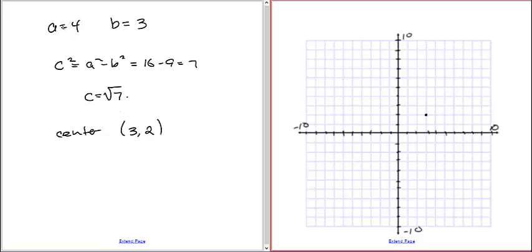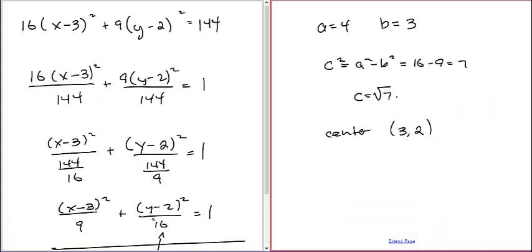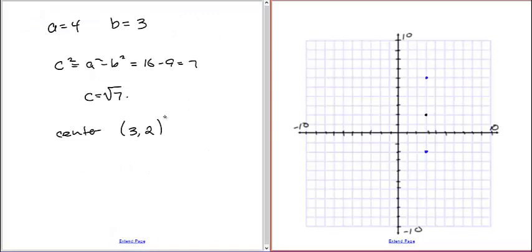The A goes with the y direction. So we go 1, 2, 3, 4 up here. 1, 2, 3, 4 down. So the major axis is in the y direction. That's because the biggest denominator is underneath the y. Then you go 3 units the other direction. 1, 2, 3 here, 1, 2, 3 there. And then finally, the focal points are always along the major axis, which is this way. So this is major, this is minor.